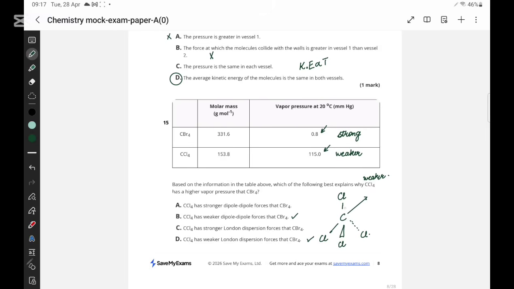Okay, the resultant of this dipole and this dipole is going to be this one, and they cancel out the effect of each other, making the molecule non-polar. That is non-polar, and so it is only having London dispersion force. So it is going to have a weaker London dispersion force than CBr4. So our answer is going to be D, as it is a non-polar molecule.